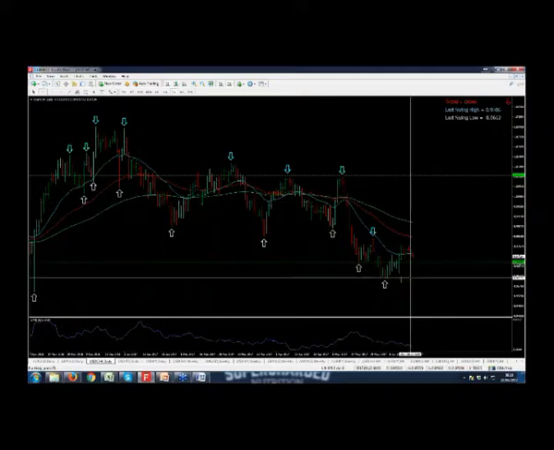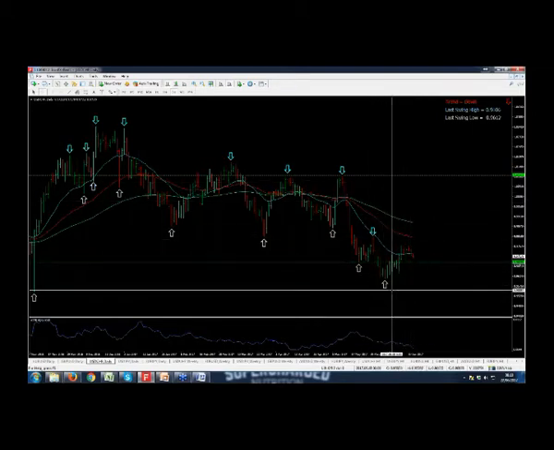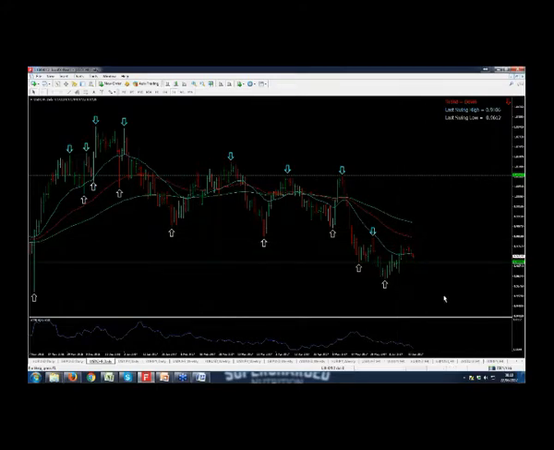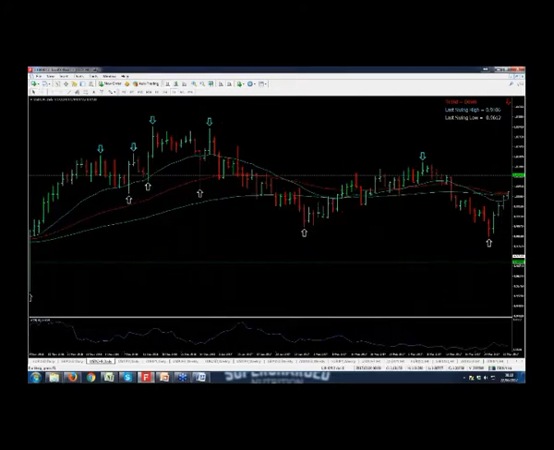So that's the first part. So it's got a downtrend. We've got a confirmed swing low. If you've got a confirmed swing low, we're now looking for a confirmed swing high, and that's the reason we're trading this short this morning.